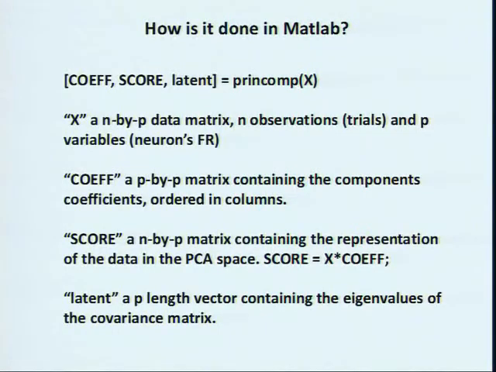So in Matlab, there's a function called princomp, principal component, in which you feed in the data in the form of a matrix X. X is an n by p data matrix. N is the number of observations. In our case, often it's going to be trials. And p are the p variables. And in this case, I'm showing a little example after. P will be the number of neurons in our population of neurons.